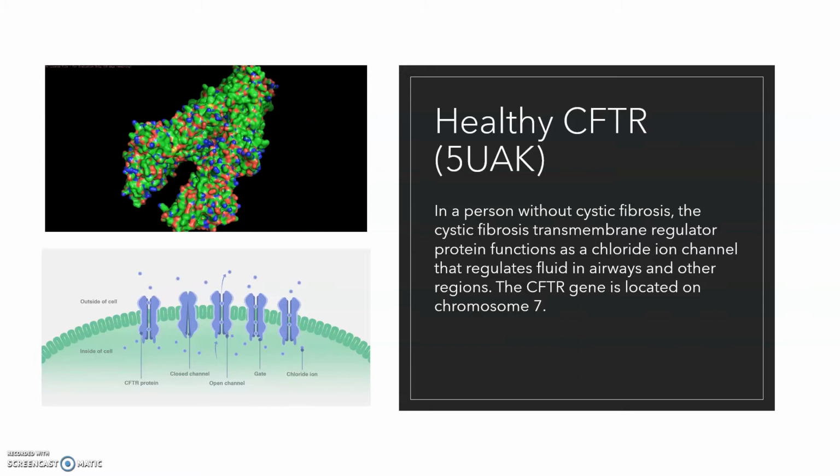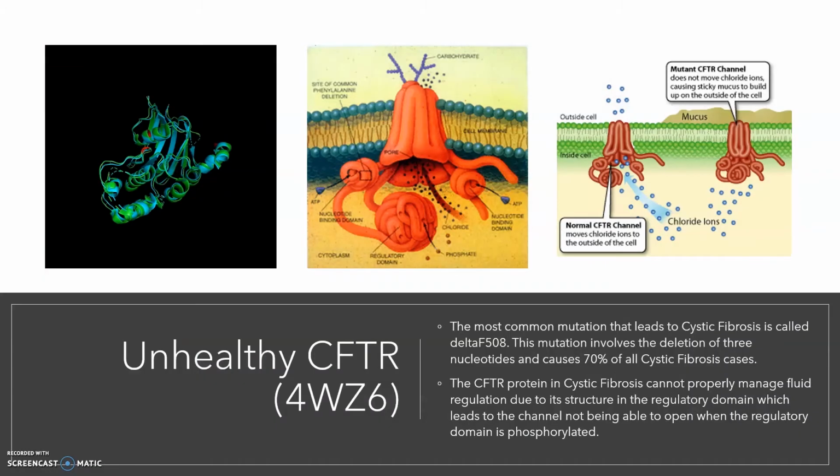As we can see on the left, whenever the protein is phosphorylated, the channel opens and allows ions to pass through, and this allows the cell to regulate fluids in the lungs. And this is the unhealthy CFTR gene, which leads to an unhealthy CFTR protein. And the PDB code for this is 4WZ6. The most common mutation that leads to cystic fibrosis is called delta F508.